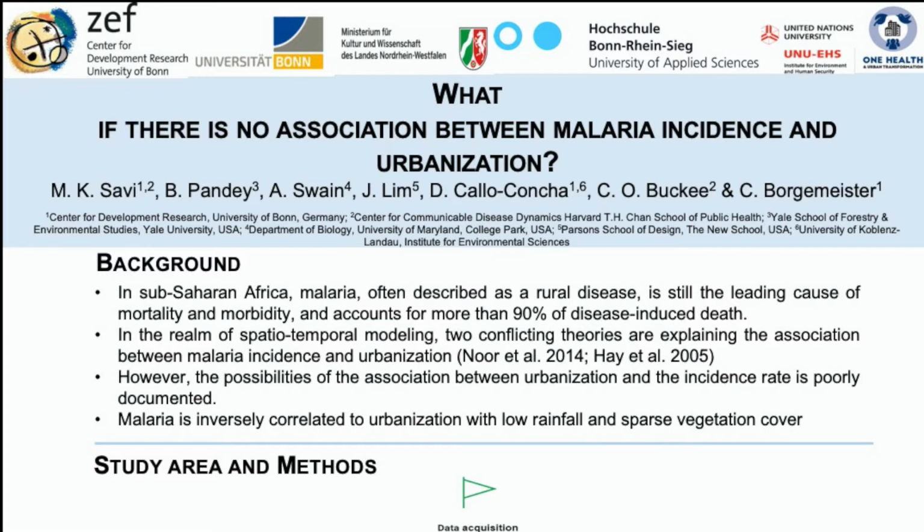On the other hand, the United Nations 2018 report recorded that by 2015, more than half of the inhabitants of the earth will be living in cities. This leads us to foresee that there will be a big shift in the ecology of malaria. In the realm of spatial-temporal modeling of malaria, two conflicting theories are explaining the association between malaria and urbanization.